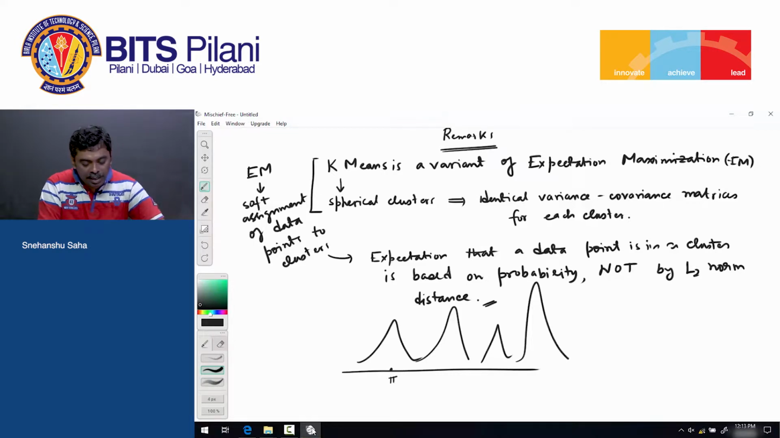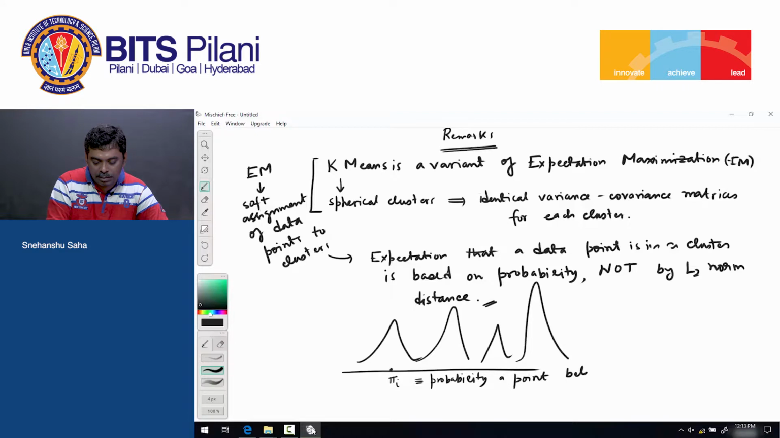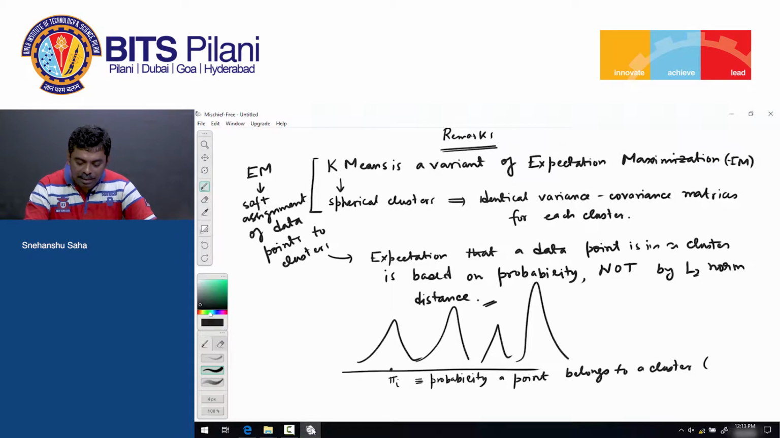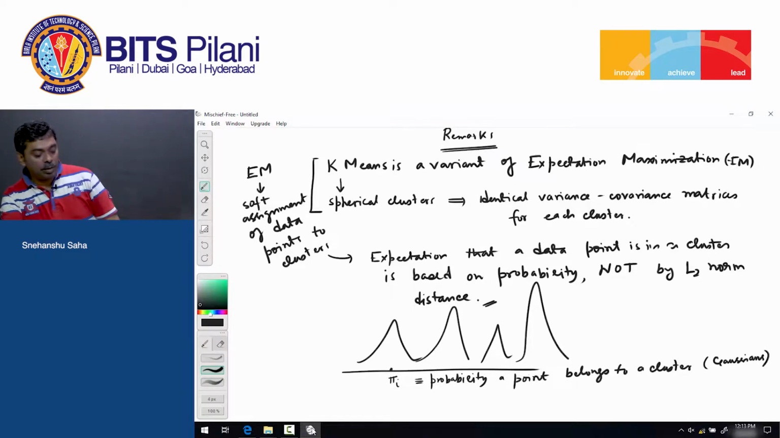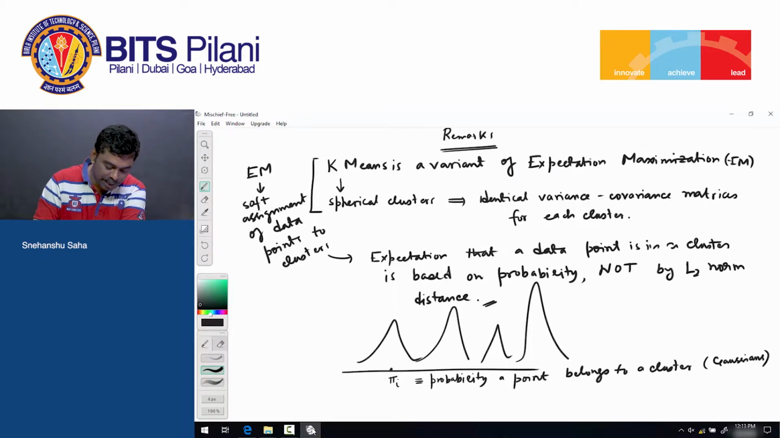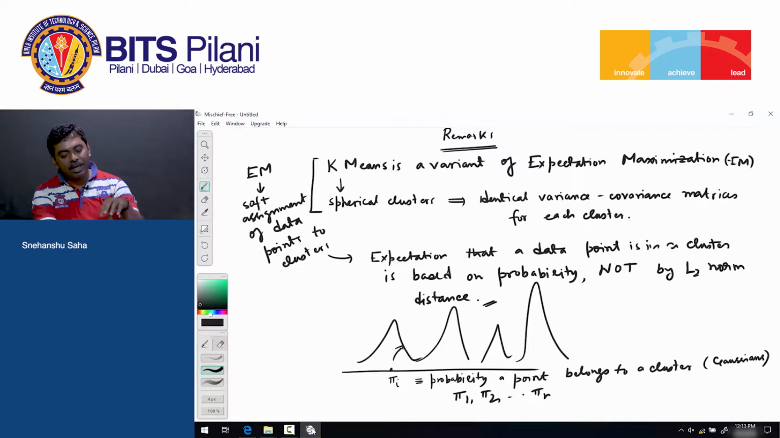Now this pi is nothing but the probability that a point belongs to a cluster. Remember these clusters are Gaussians only. So what could happen is I have a point, and it could have a pi 1 value and a pi 2 value and so on up to a pi n value, and these values could be different from each other, correct? So based on whichever pi value is the largest, you assign the data point to that particular cluster or that particular Gaussian mixture component. So that's the whole idea.